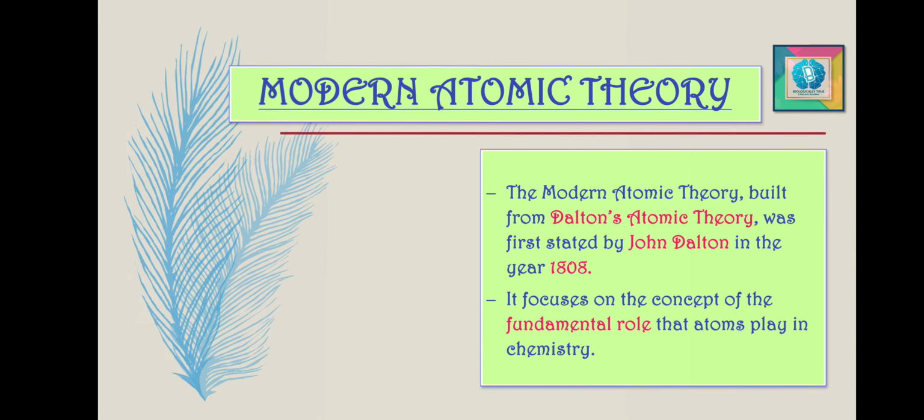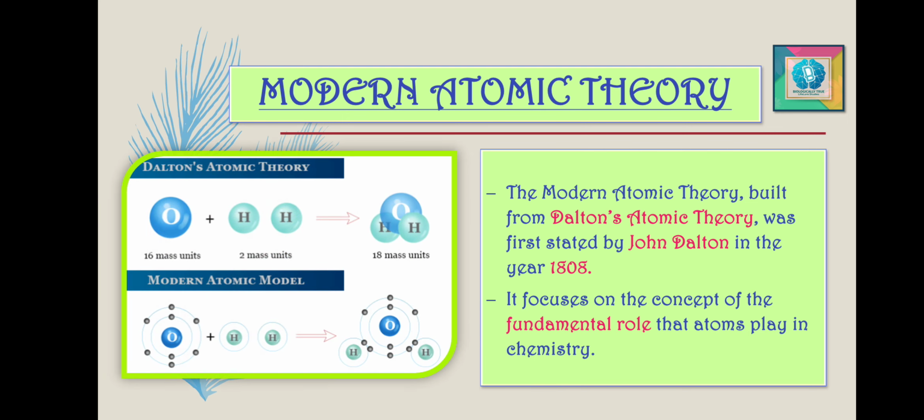Now coming to the next, the modern atomic model. Modern atomic theory gives a very brief explanation of atoms and their behavior. It states that atoms are divisible and composed of subatomic particles. The electrons are found in orbitals revolving around the nucleus, whereas the protons and the neutrons form the core of the atom. This modern atomic model was developed as a rediscovery of the drawbacks seen in Dalton's atomic theory.